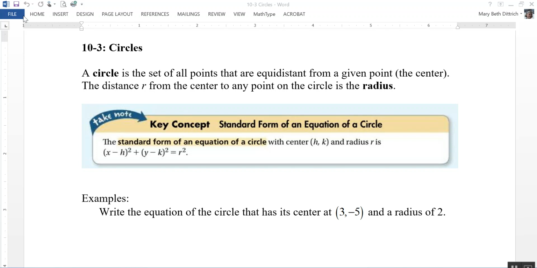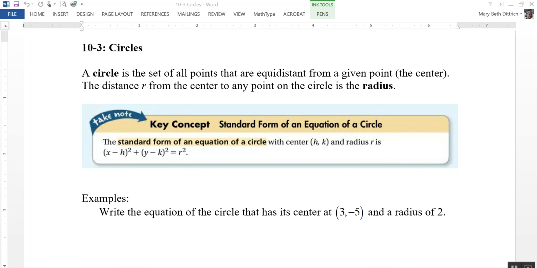Section 10.3 is on circles. A circle is the set of all points in a plane that are equidistant from a given point, which is the center. The distance r from the center to any point on the circle is called the radius. And the standard form of the equation of a circle that has a center at the point (h, k) and has radius r is the quantity x minus h squared plus the quantity y minus k squared equals r squared. This should look familiar from geometry.